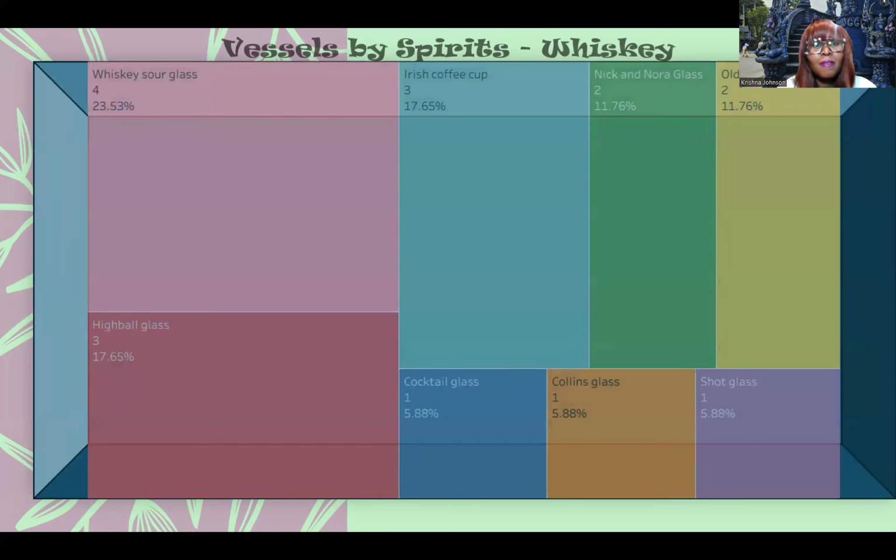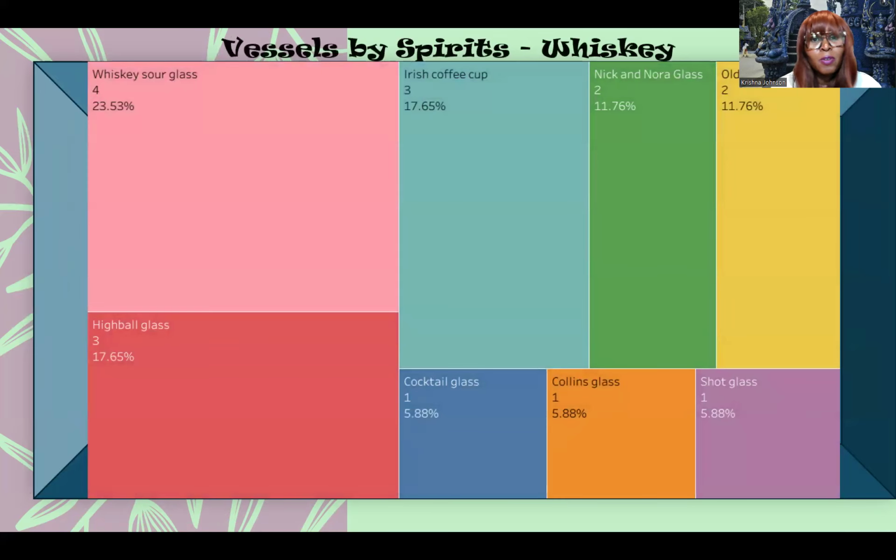And lastly, in our top five, whiskey. No surprise there, the whiskey sour glass is our top used vessel for the whiskey category. Cocktail has slid further down in the ranking, but highball is still hanging in there strong in second place.